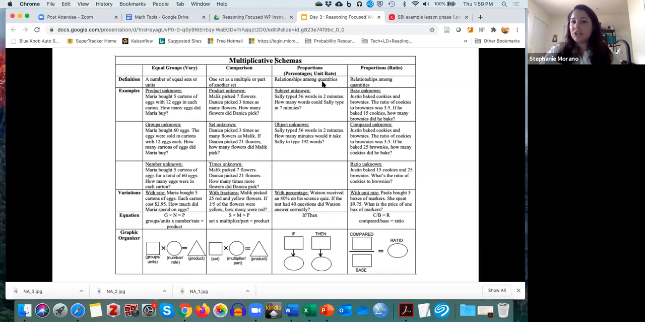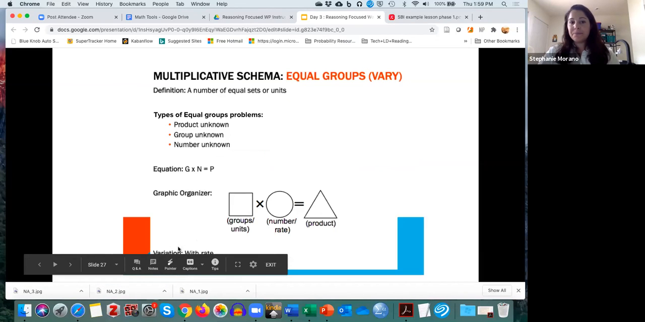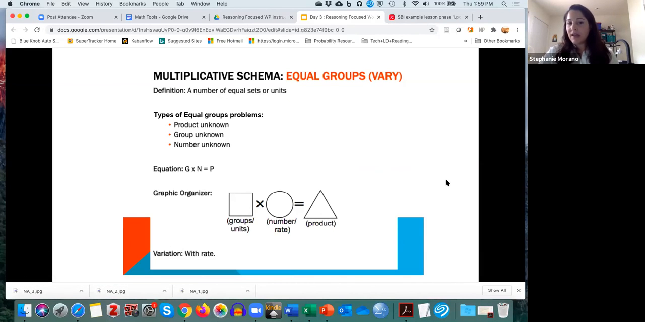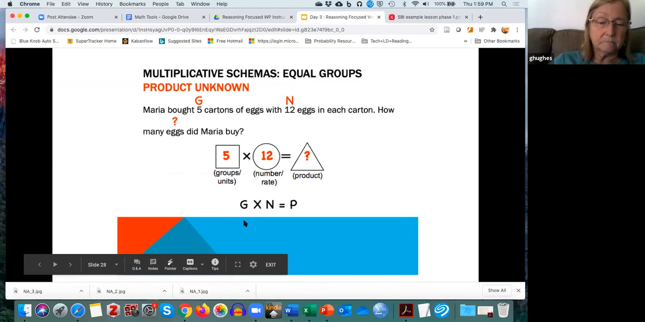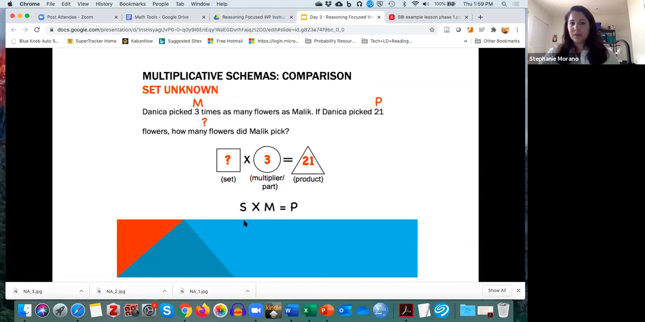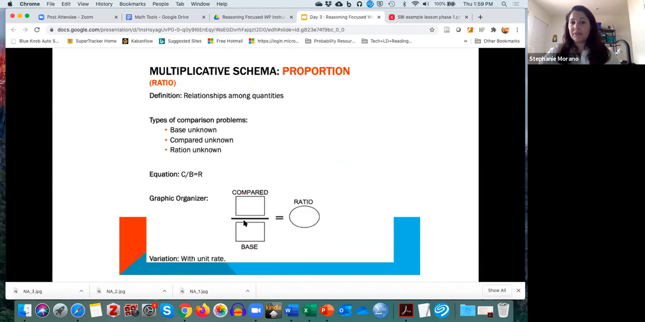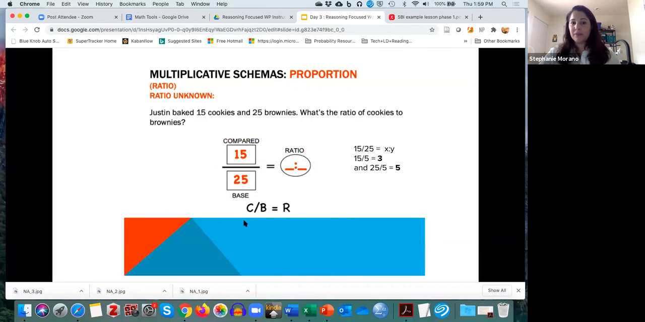Again, with the definition of each of the multiplicative schemas, examples of each of the problem types, the equations, and the graphic organizers. And then there are slides here for each of the schemas and each of the problem types as examples. So I'm just going to run through these quickly to show you that they're here as a reference for you in the future, if these would be helpful for you.